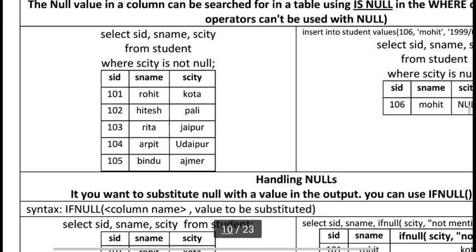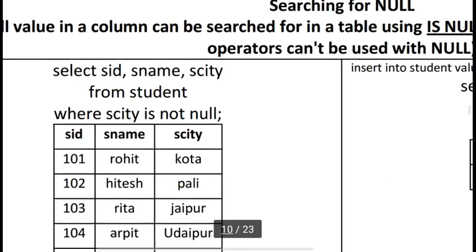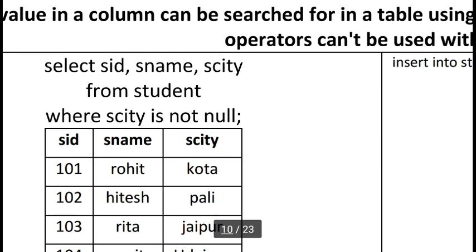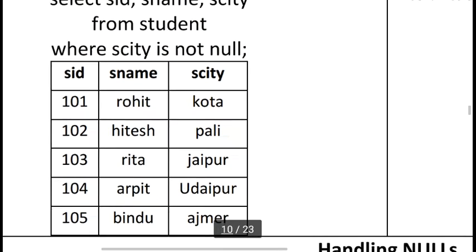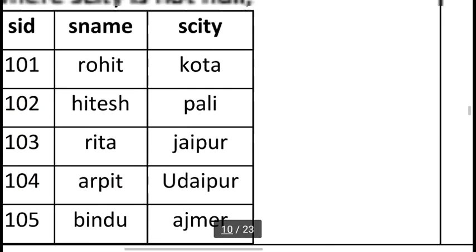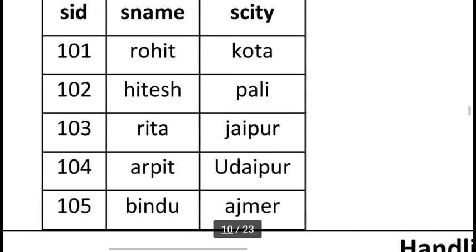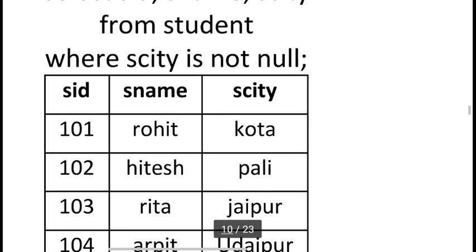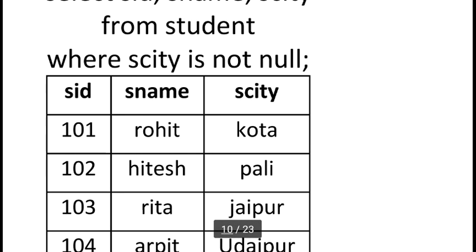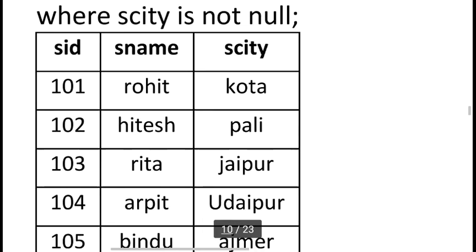Here you can see the example: select SID, SNAME, SCT from student where SID is not null. This gives all the data, but there is no null output in SCT. So here IS NOT NULL is important.